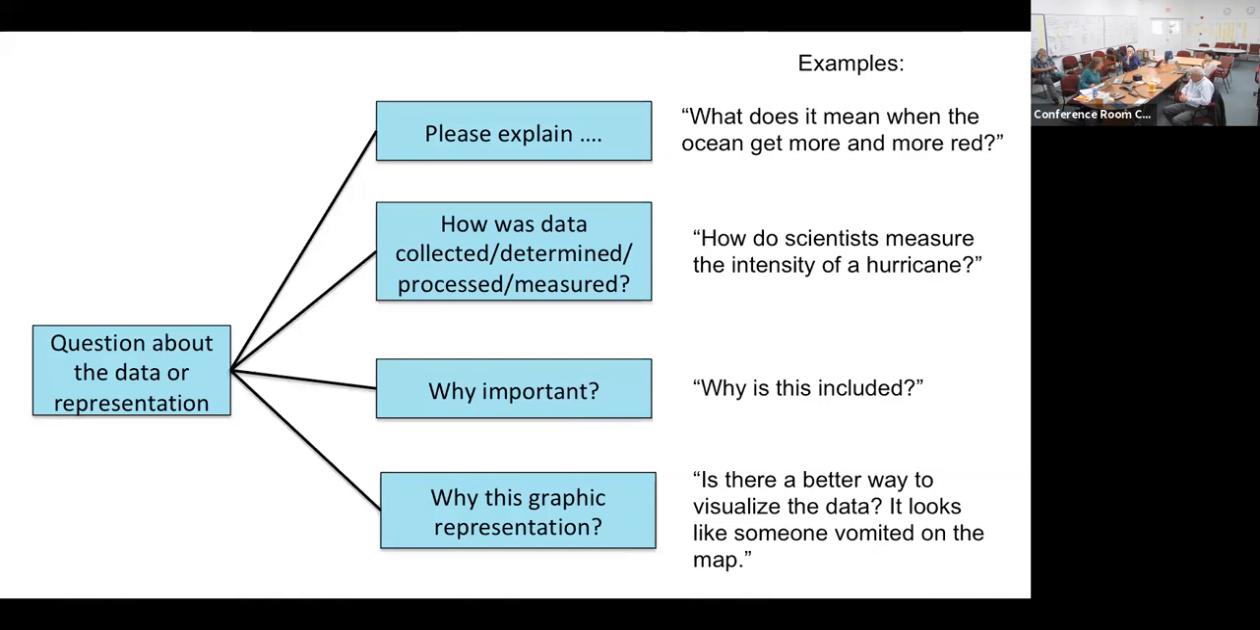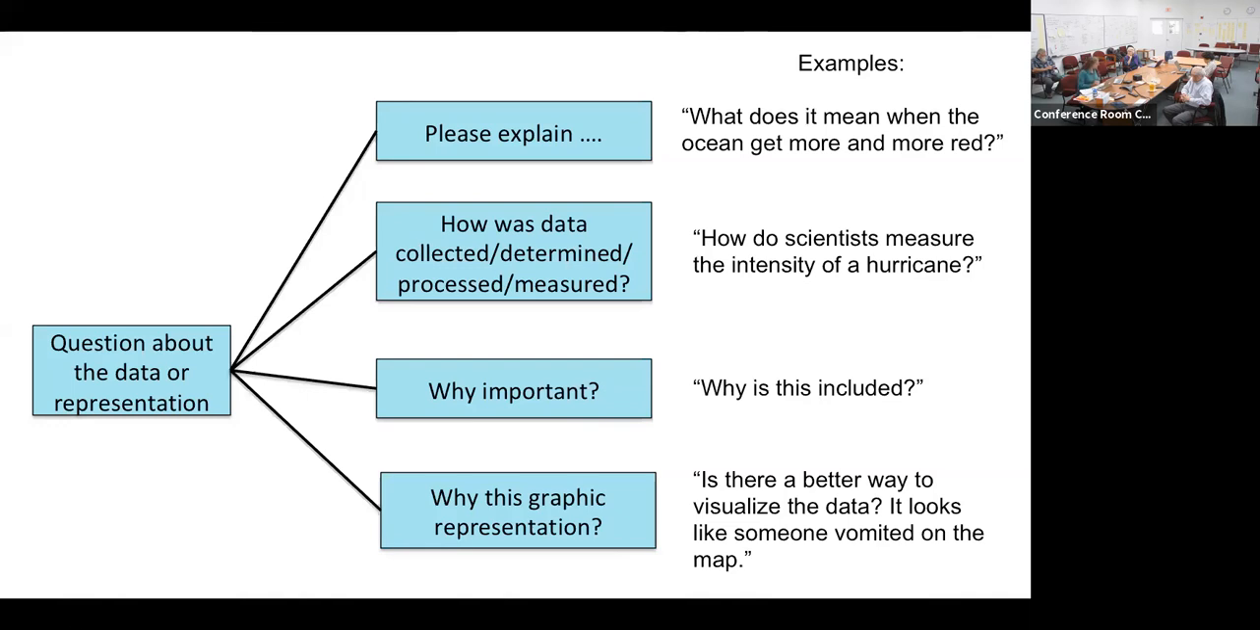So I did not see anything fly by that struck me as a data question about why this graphic representation. There may have been one in here. It's not a particularly common type, but it's quite distinctive when you see it. So anyhow, you had lots of data questions. I felt as though you had a lot of how is the data collected, determined, processed, measured questions when you were asked to ask what you would ask a scientist.